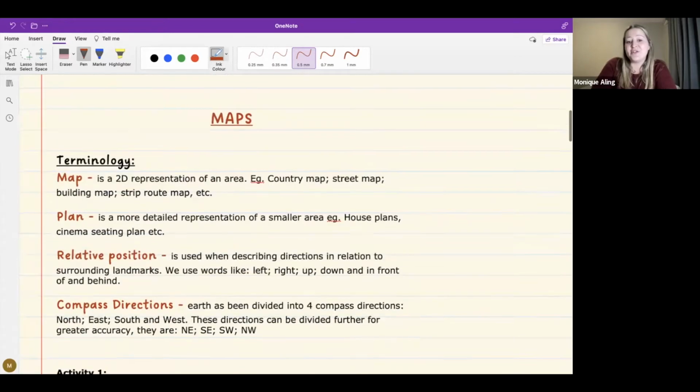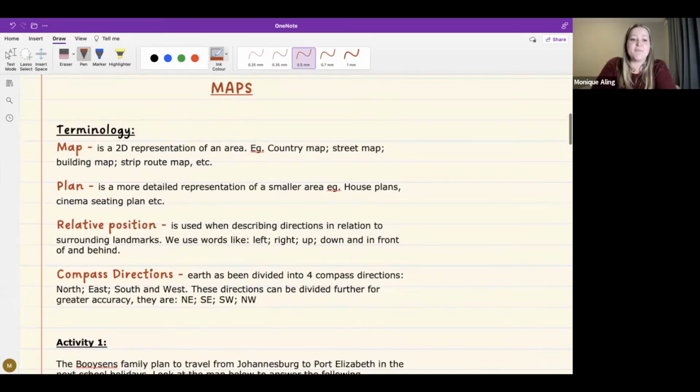So before we get into the maps questions, we're going to look at important terminology. So perfect moment to take a screenshot of this. A map is a 2D representation of an area. When it comes to an exam or a test, you could get given any type of map: a country map, a street map, a provincial map, building maps, a strip route map, which is new to grade 11 and 12. You don't really touch on that in grade 10. You could get literally any type of map. You could get a plan of a shopping center, a classroom, a house.